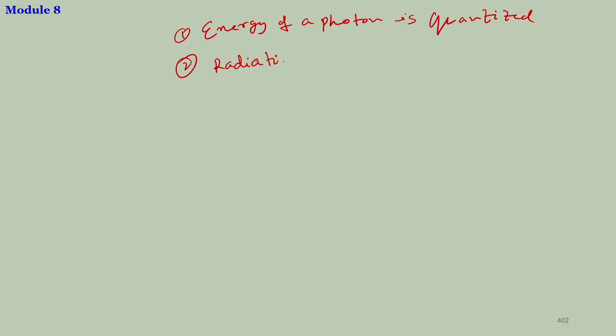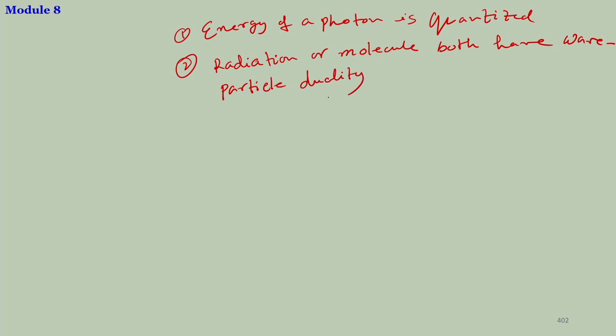So, the key point of this is, first one is that the energy of a photon is quantized, that is very important. The energy of a photon is quantized, you cannot break it. Second point is, radiation or molecule both have wave particle duality. Radiation also has the wave particle nature, molecule also has wave particle nature. So, these two are extremely important to remember for spectroscopy.